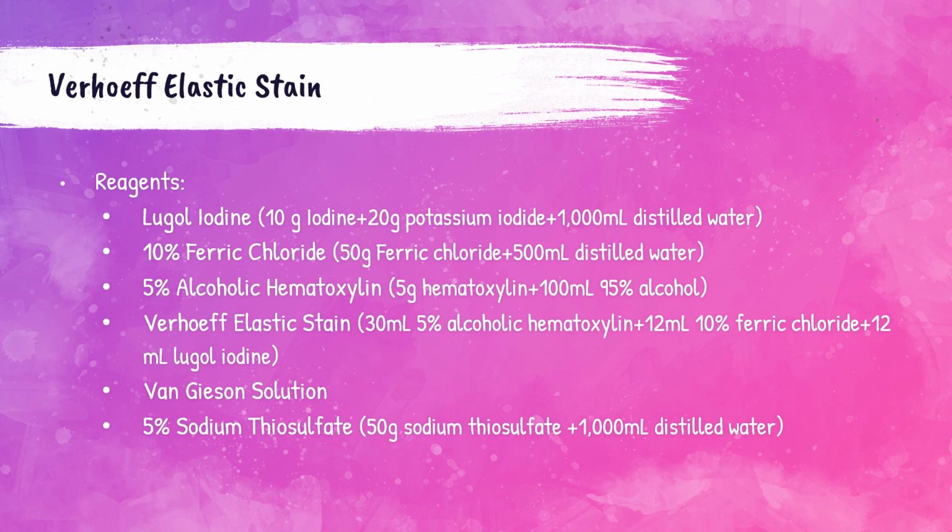Verhoeff elastic stain, which is prepared by combining 30 milliliters of 5% alcoholic hematoxylin, 12 milliliters of 10% ferric chloride, and 12 milliliters of Lugol iodine. Then you'll need a Van Gieson solution, and then 5% sodium thiosulfate. That is prepared by combining 50 grams of the sodium thiosulfate with 1,000 milliliters of distilled water.